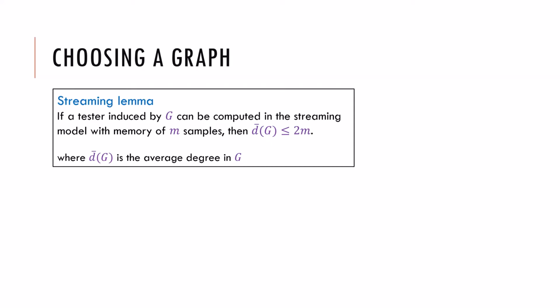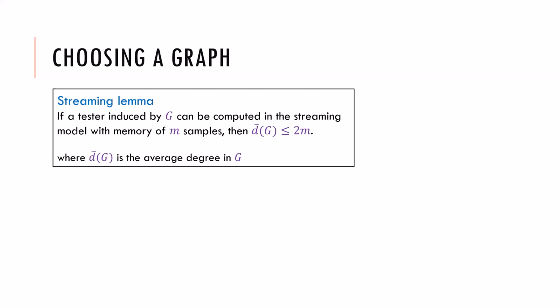We do obtain a nice lemma about the streaming model that states the following. If a collision-based tester that is induced by some comparison graph G can be simulated in the streaming model with memory of at most m samples, then it means that the average degree of G cannot be too high. It cannot be larger than 2 times m. So the maximal degree can be high, because we can take the first sample, as they do in the other tester, and compare it basically to the rest of the stream, and it will have a very high degree, but the average degree cannot be too high.